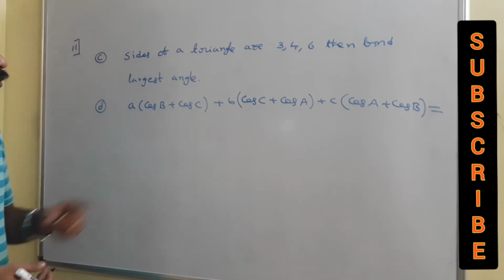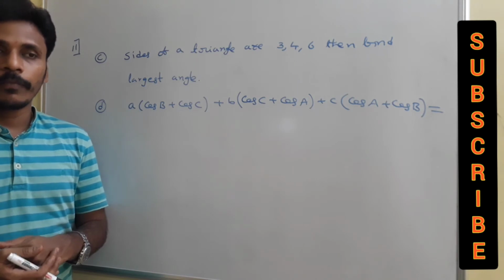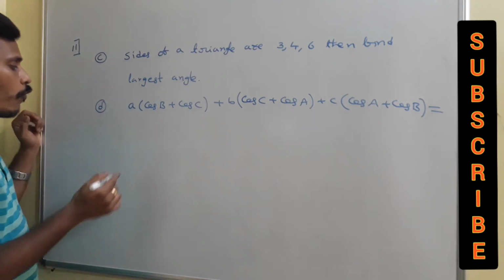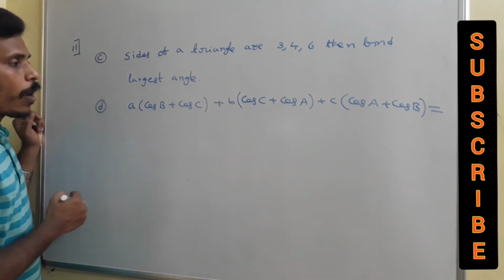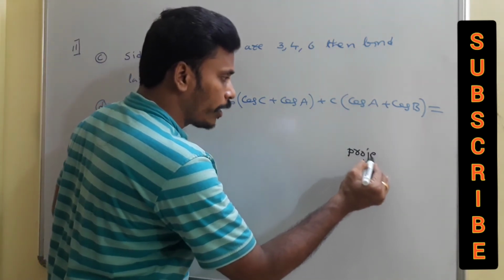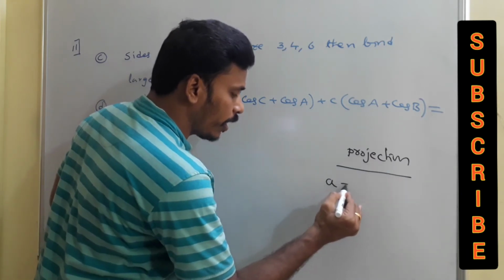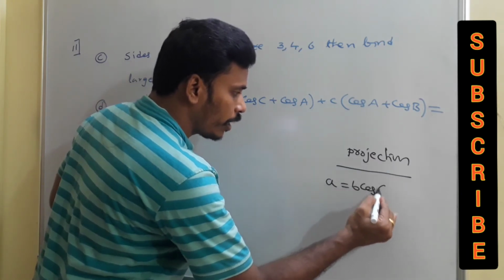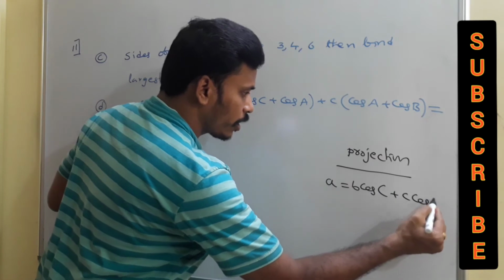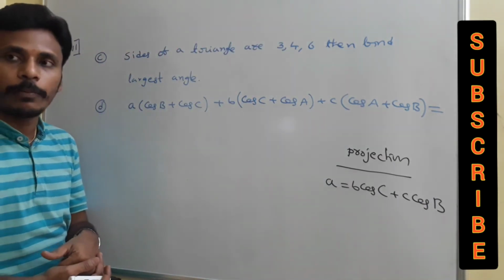Okay. See, if you use the cosine rule for this problem, it becomes somewhat lengthy, right? So you just don't use the cosine rule, go for the projection rule. What I am going to tell you is the projection rule. I think you all know it. Just as we discussed, the projection rule is nothing but a is equal to b cos C plus c cos B. In a similar way, symmetrically, we can write for b and c also.